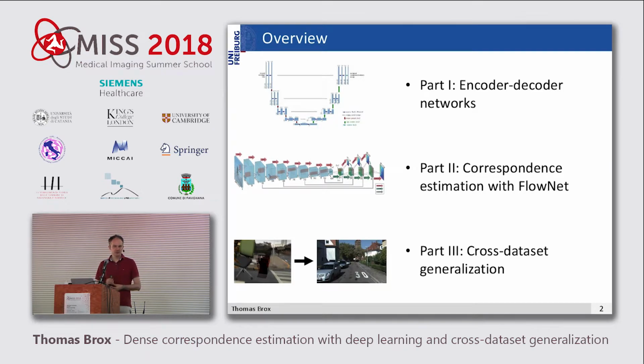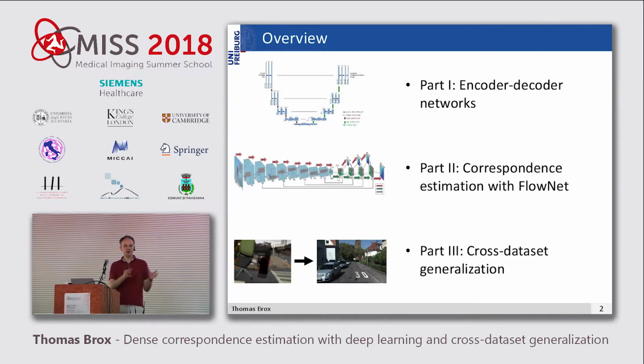Then in part 2, I will focus on correspondence estimation with FlowNet. This is a network that directly produces a dense correspondence field. You can either use it for optical flow estimation of motion in videos, or for disparity estimation, so depth in stereo images. But you can also use it for image registration in medical imaging. I will focus here mainly on optical flow because that's where I was working mostly, but you can transfer that to other applications. And then in part 3, I will talk about cross dataset generalization.